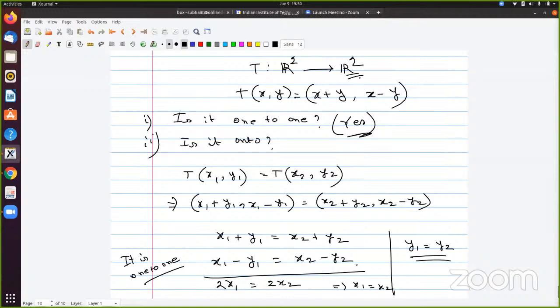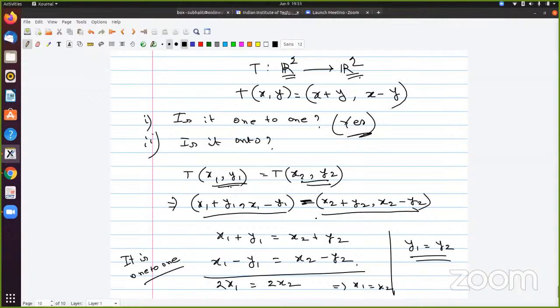No, I am taking two elements from R2 here, from the domain. These are my two elements. I am assuming if these two elements are going to the same image, can this happen? That is my question, right? So I am assuming let those two elements go to the same image. This is the image of the first one, this is the image of the second one. So I am equating those two images.